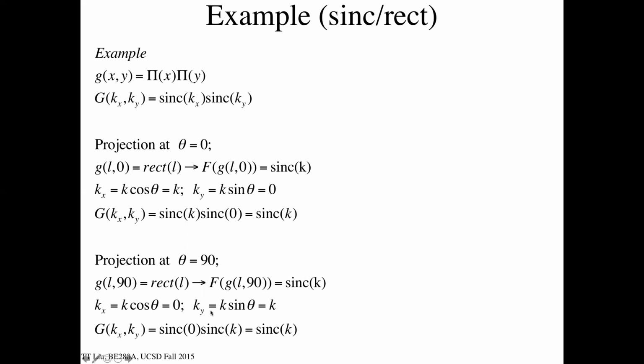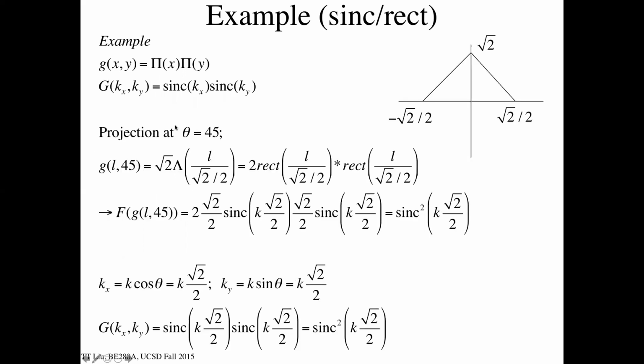Same thing at 90. It's in fact the identical thing, because when we're integrating horizontally, we're integrating through that square, and we get another rect function. Its Fourier transform is a sinc function, and it works out. It gets more complex if you do it at an angle, say 45 degrees. So I have the rect function, which is a square in the plane. And now we're going to ask, what is the integration?